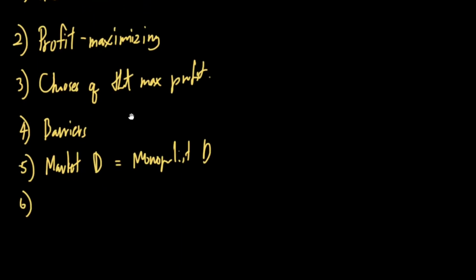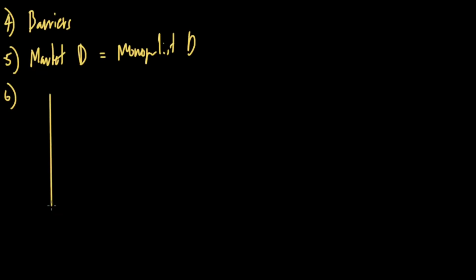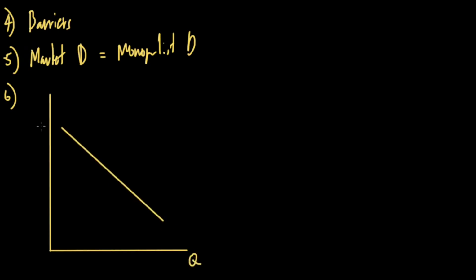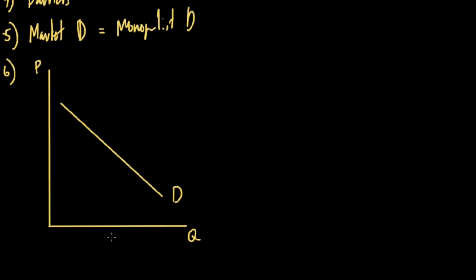And number 6 requires a little bit of math. And I think to explain this, it's easier to do this graphically. So let's say that the firm actually faces the demand curve like this. In the horizontal axis, we have Q, and on the vertical axis, we have P. So quantity and price, and this is our demand curve. We assumed a while ago that the monopolist actually chooses the quantity it wants to produce.